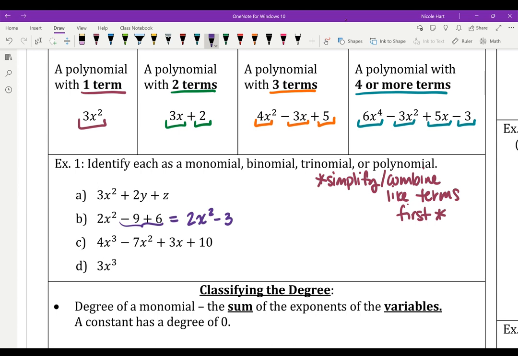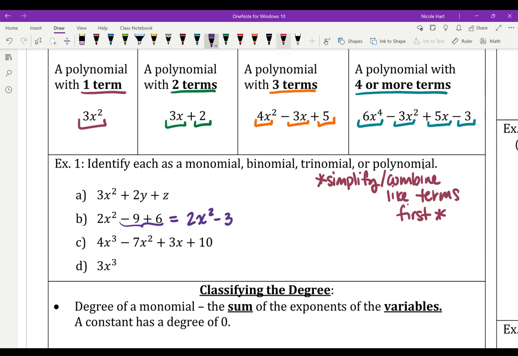And if we look at the rest, we have 4x to the power of 3 minus 7x squared. Even though these are both x's with exponents, they are not the same exponent. So we can't add them together. It's like adding x's and y together. We can't do that. Plus 3x plus 10, so that stays as is. And then 3x to the power of 3.